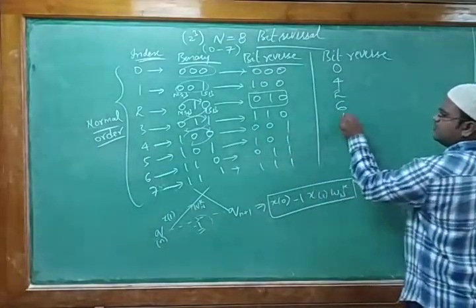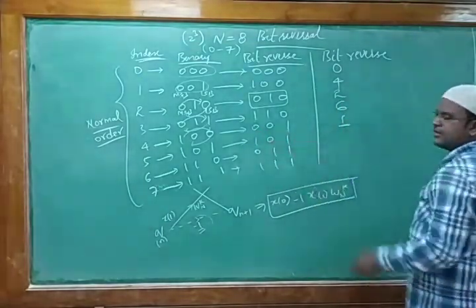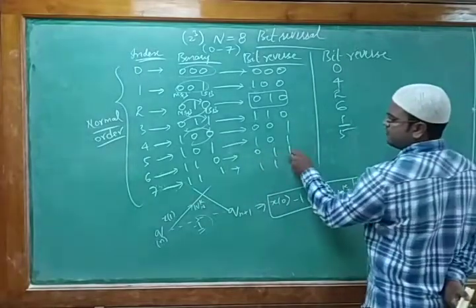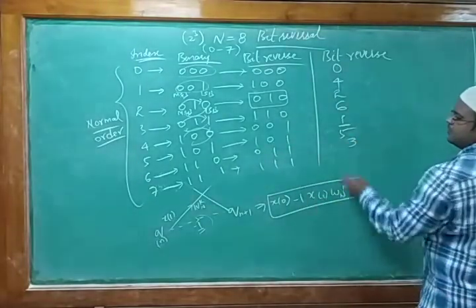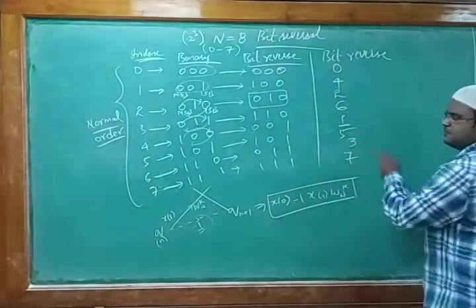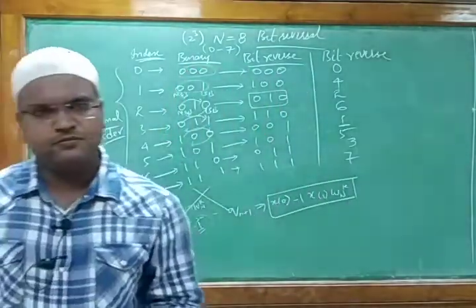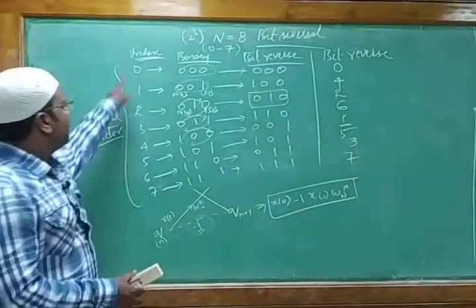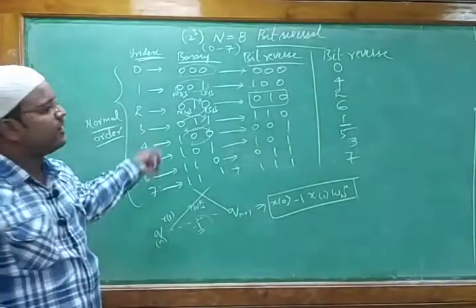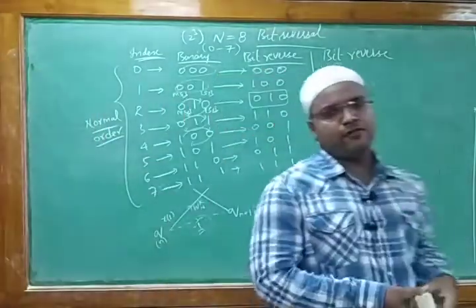Now 0, 0, 1 is nothing but 1. 1, 0, 1 is again 5. 0, 1, 1 is 3. 1, 1, 1 is 7. That's how you have all the bits in reverse order form. If you want to write the normal sequence, it is in that form. If you want to write the bit reverse sequence, that should be the form.